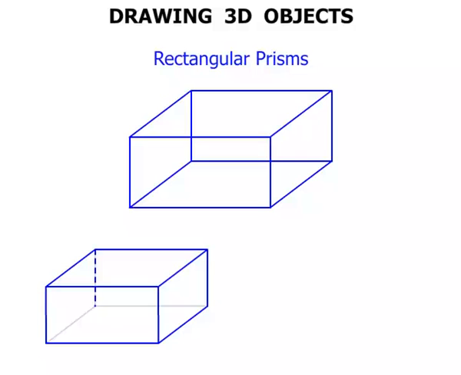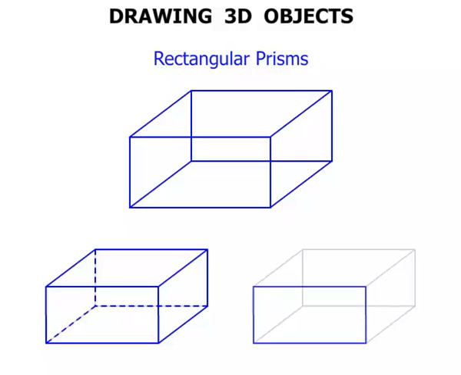Alright, we could do almost the same thing as we just did. Darken in all the edges we can see. And the ones we can't see, we'll actually just rub them out. So there we have it, 3 rectangular prisms there.